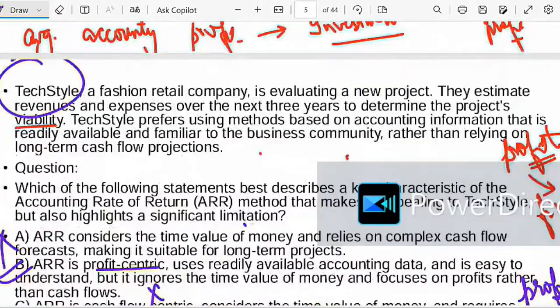And it is very good for a company like TechStyle. For this type of company, it is a very good method, because it is a simple method based on the available data, but it is not ideal for projects that span many years or have cash inflows that come later, right? I hope that is clear now.